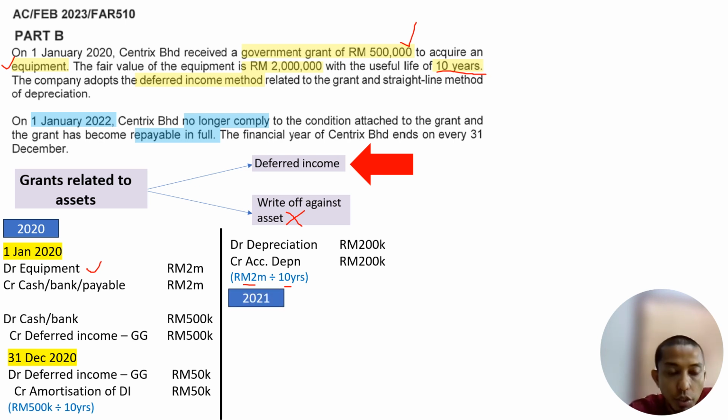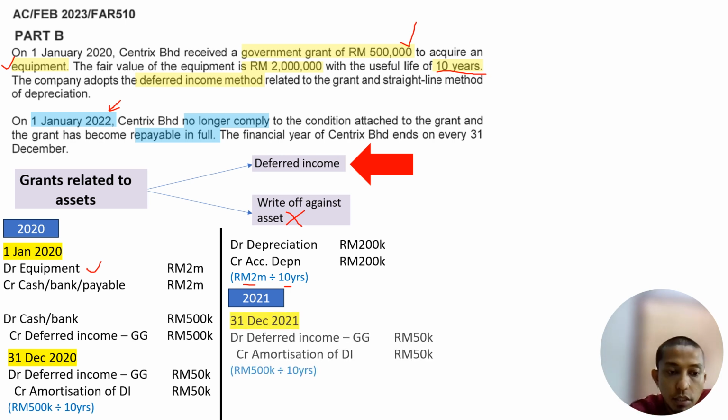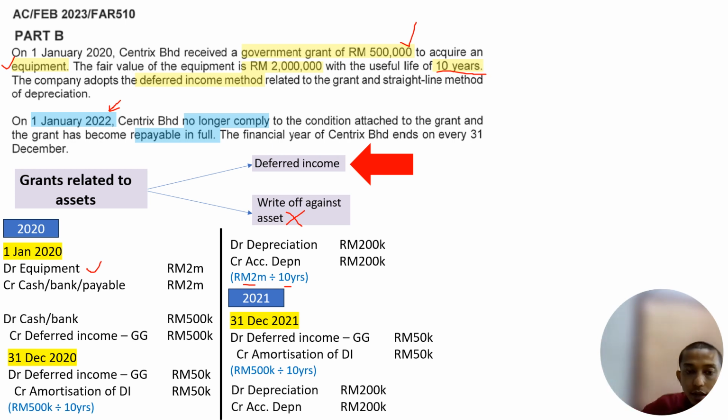Next year, 2021. 2022 is the year for revocation, right? So in 2021 we still have the asset, so we repeat the similar process, which is deferred income amortization and depreciation.